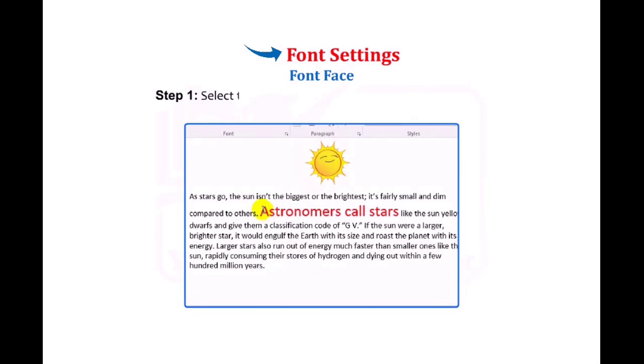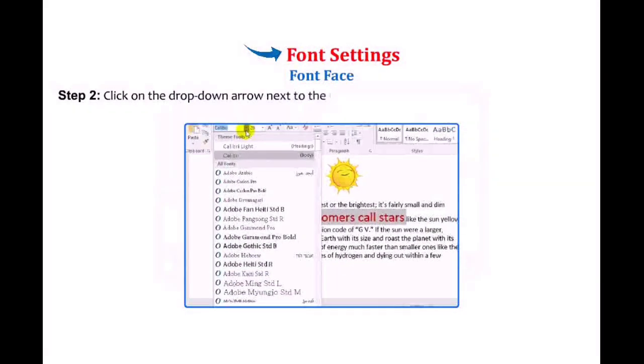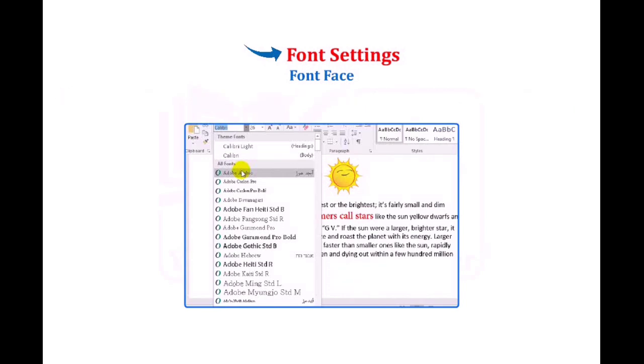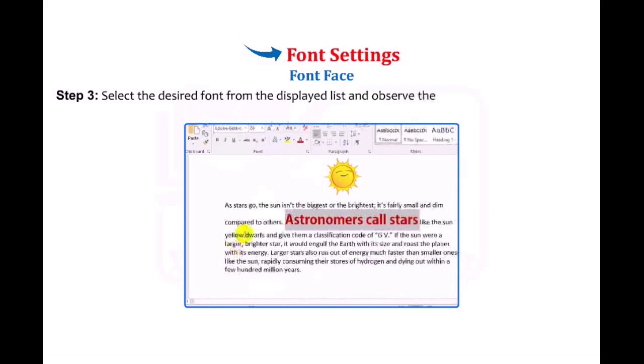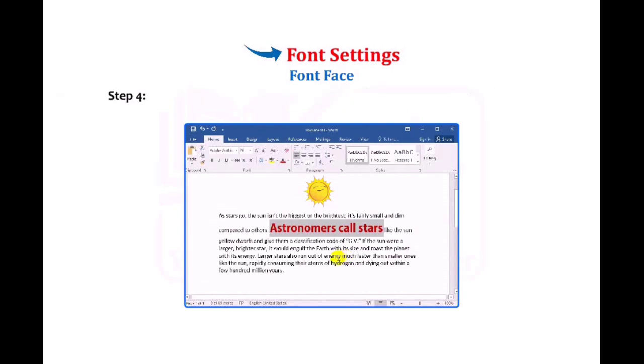Step 1. Select the text whose font face needs to be changed. Step 2. Click on the drop-down arrow next to the font option in the font group on the Home tab. Step 3. Select the desired font from the displayed list and observe the change in the selected text. Step 4. Click on the style you like and notice that the selected text has changed.